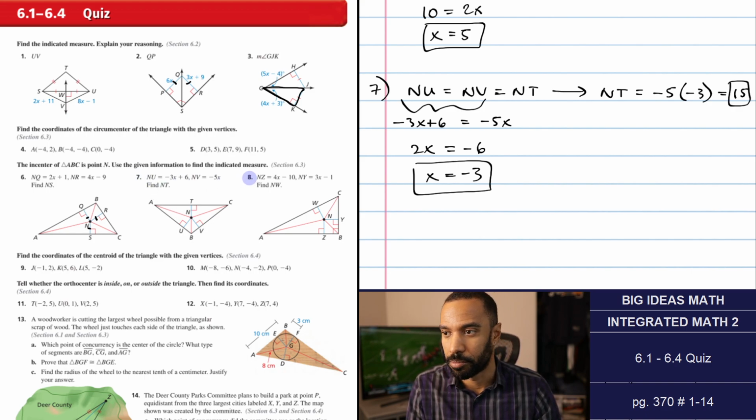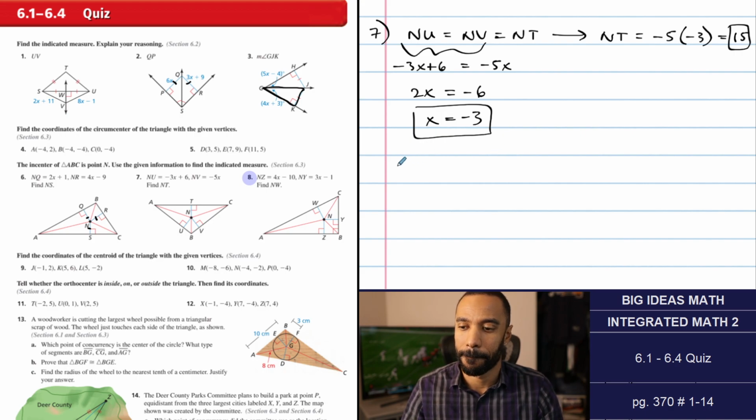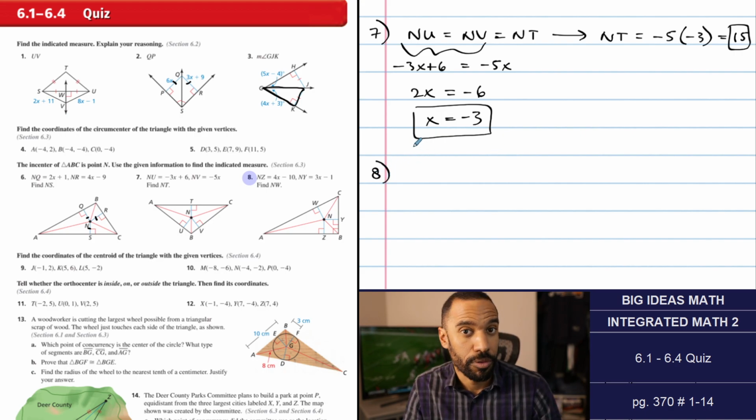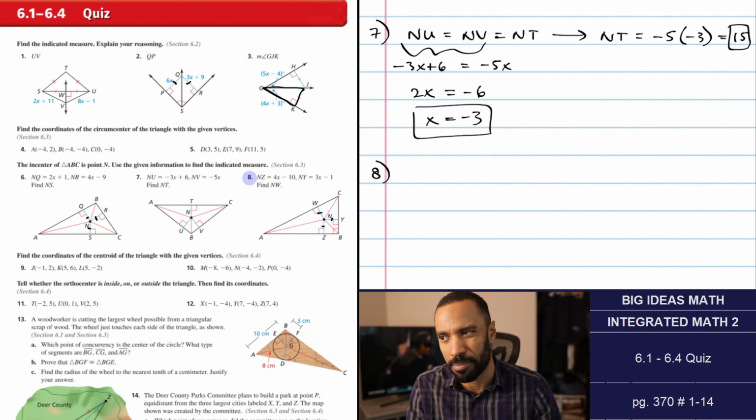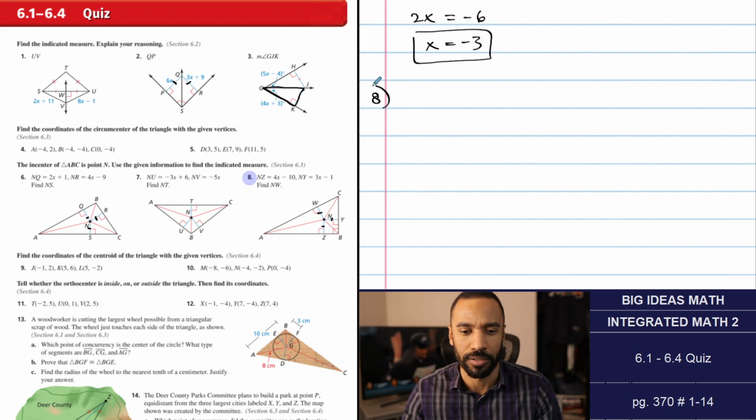Do some Pythagorean theorem. Let's go. Let's work it out. Number 8. We're halfway through, ideally, problem-wise. NZ is 4x minus 10. NZ is this guy. NY, this guy, is 3x minus 1. Find NW. Okay, so these are all kind of the same-ish. You do one problem, you've done them all.